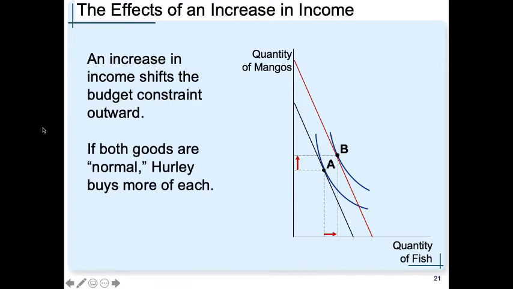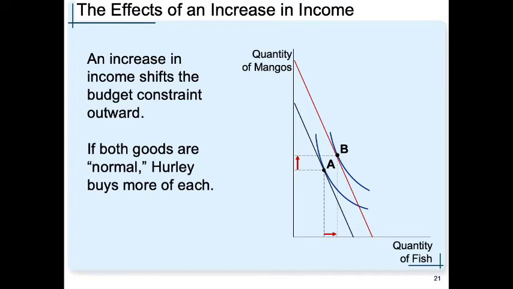For a normal good, this word normal is important over here. If you recall from our demand and supply market chapter on market forces, we said there are two kinds of goods. One of them is called an inferior good and the other one is called a normal good. An inferior good was a good which, if you had more money, you'd choose not to consume more, because you'd want to move on to a better quality good. In case of a normal good, when your income increases, you end up consuming both more mangoes and more fish.